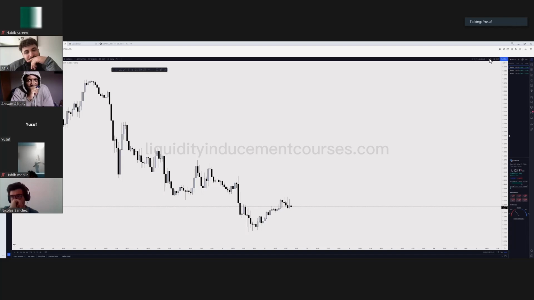So liquidity is not equal highs or equal lows. And there is nothing like relative equal highs or relative equal lows. What you need to pay attention to is price level. If a level is not taken, it means there is still liquidity there. There is nothing like relative.